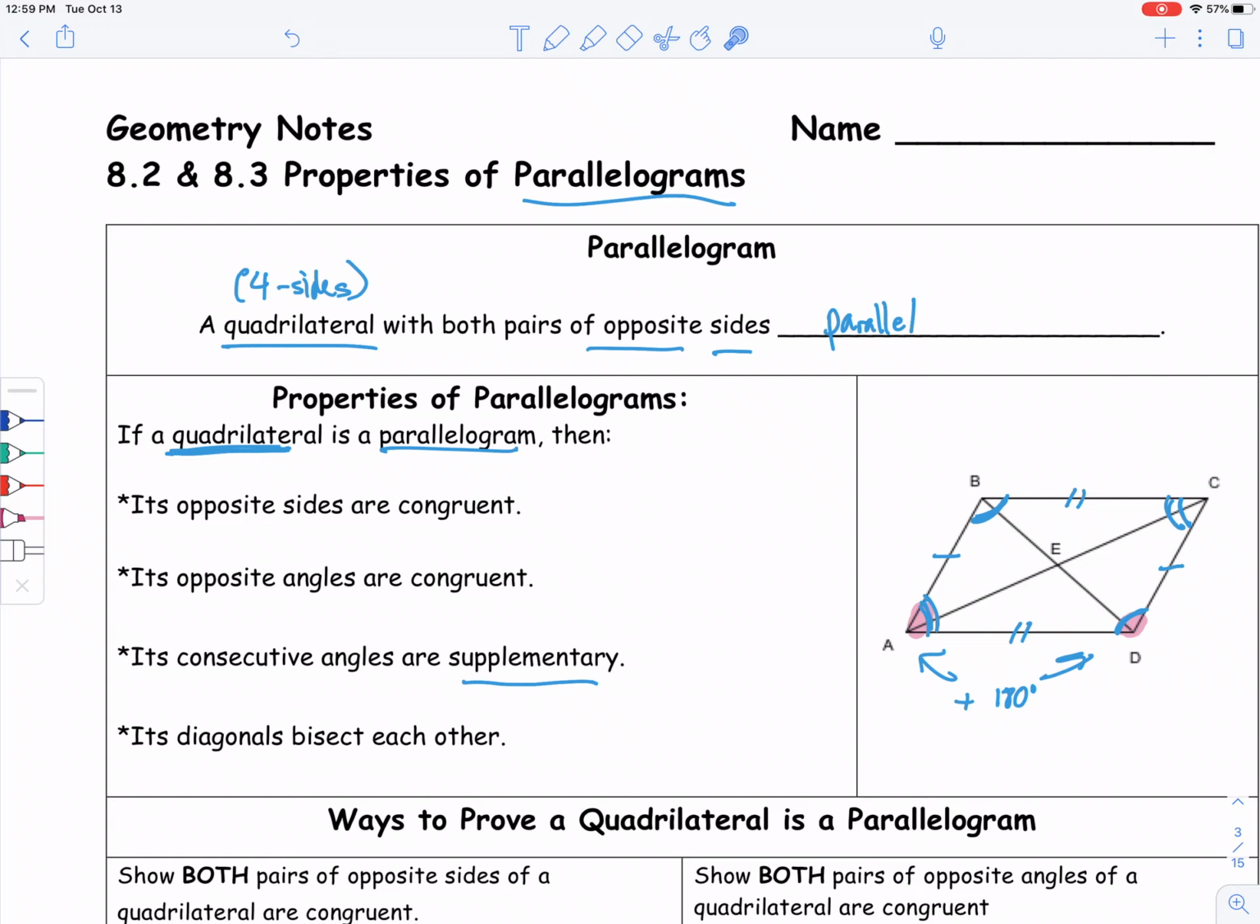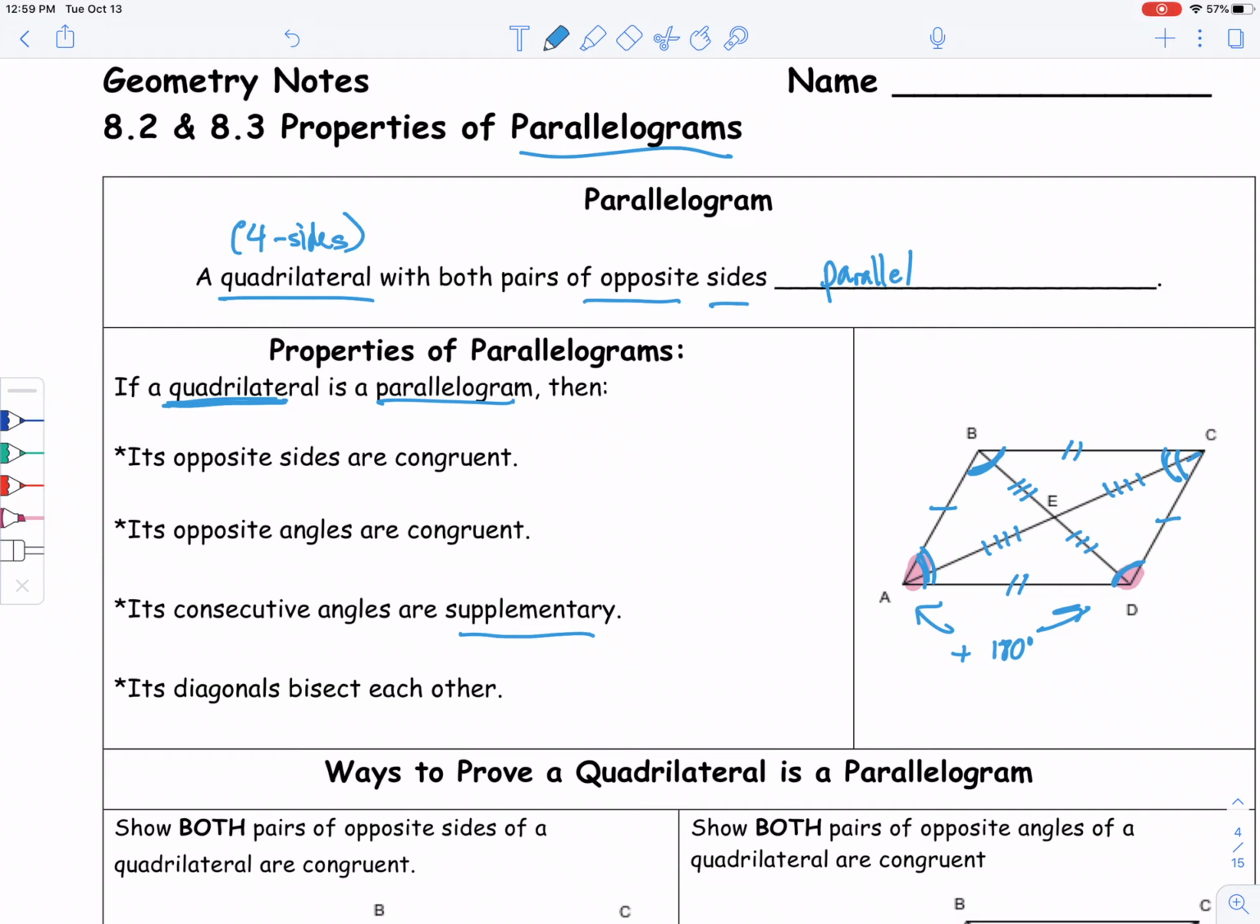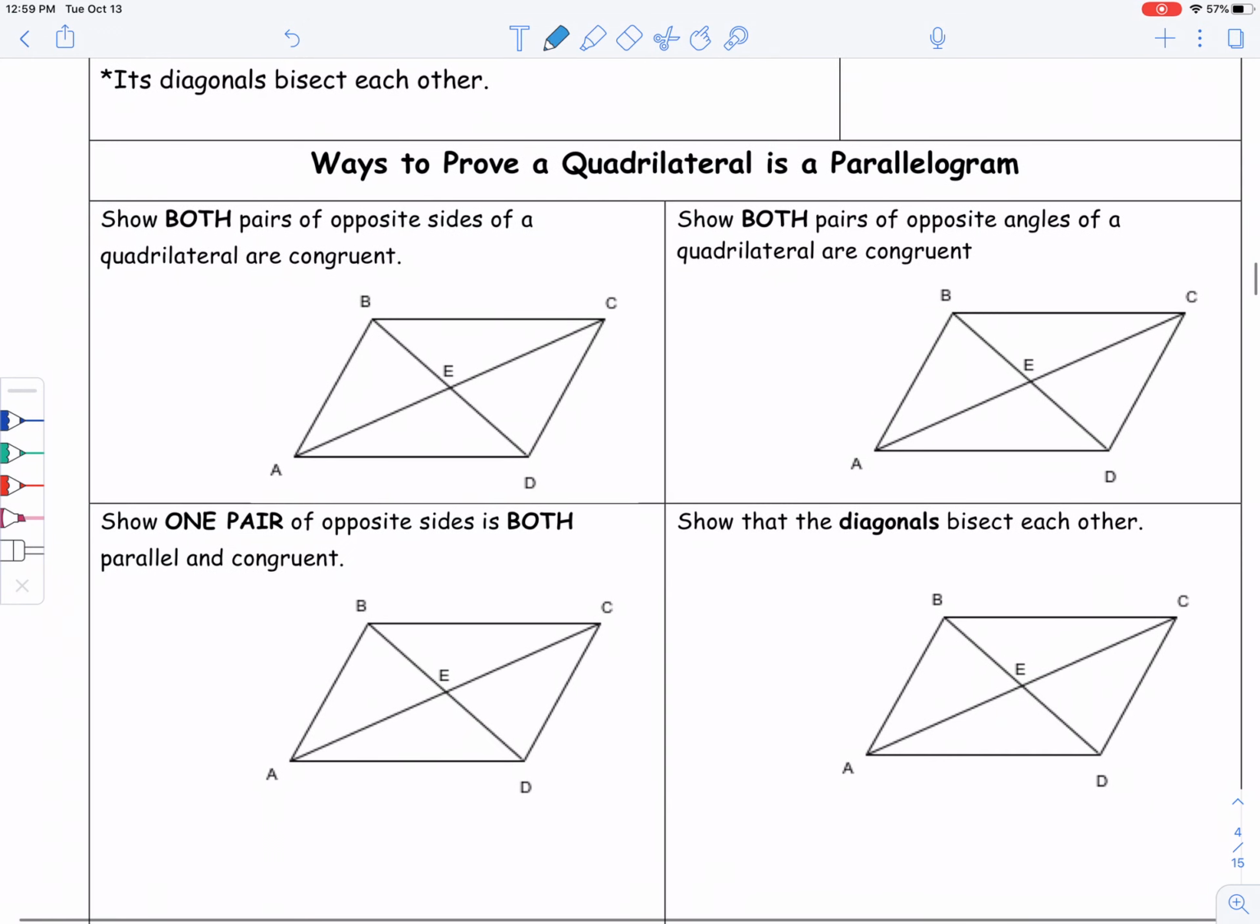Let's say we are given minimal amount of information and we want to prove that a quadrilateral will be a parallelogram. Well, we have 4 ways to do it. They are very similar to the properties because we are looking at the properties to make sure that the properties of a parallelogram are present. But then these are the 4 ways to prove that a 4-sided shape is a parallelogram.